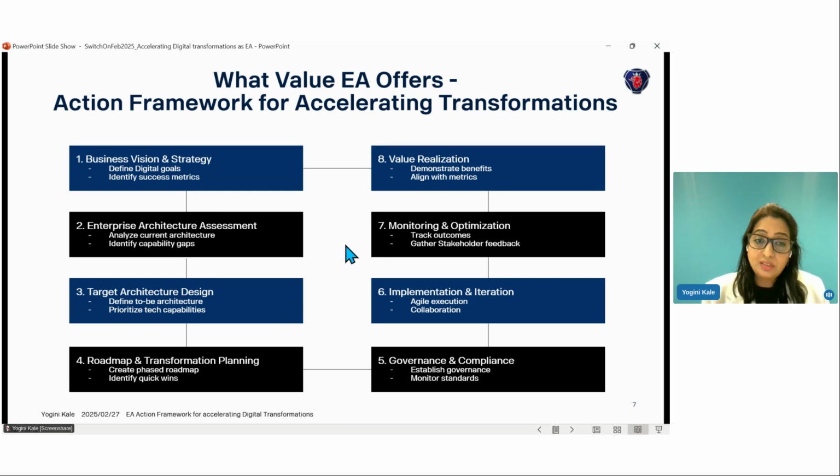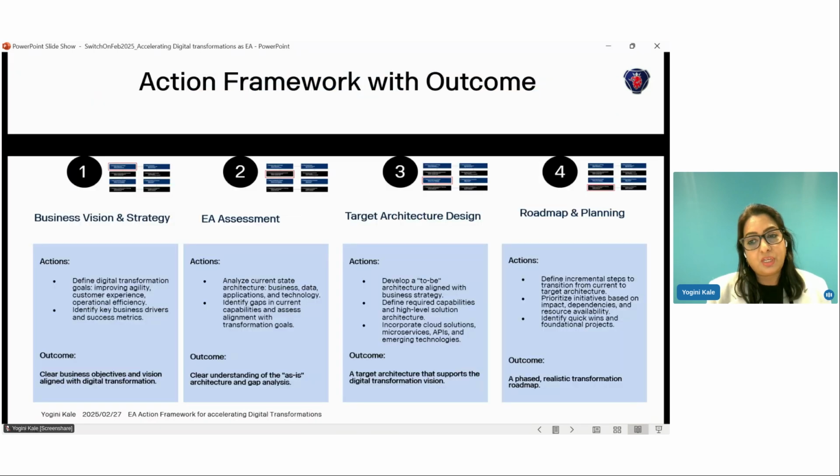So, in an ideal scenario, if you are part of the transformation right from the beginning, then you could start initially from influencing the business vision and strategy by defining specific goals and identifying the success metrics for the transformation. And we will dive deeper into each of these actions and the possible outcomes. But at the outset, you could see that these are some high level stages where you can take these specific actions. So, if I have to dive deeper into each stage, let's start with business vision and strategy.